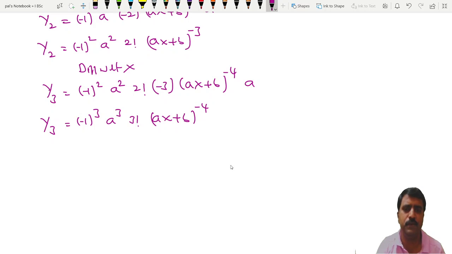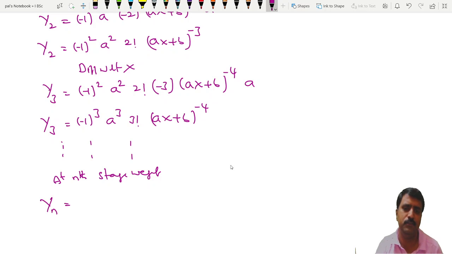Yes, by using this y3, we can generalize the result. If we go on continuing like this, at the nth stage we get that yn is equal to minus 1 to the power n, since in y3 minus 1 has power 3. So you write it is minus 1 to the power n. In y3, a has a power 3, so in yn, a must have the power n.